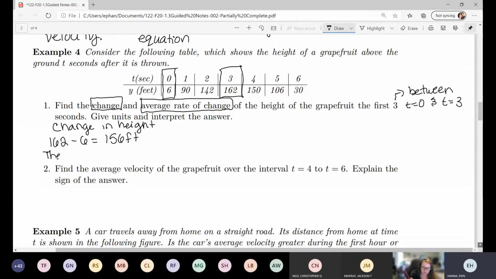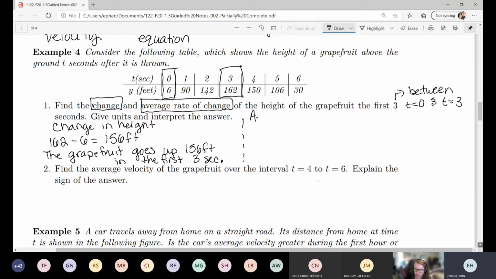So the grapefruit goes up 156 feet. Maybe I should be even more specific and say in the first 3 seconds. That would technically be better of me, to be very specific. But that was just asking for literally a change in height, nothing to do with average rate of change yet. Then we're asked to find the average rate of change.